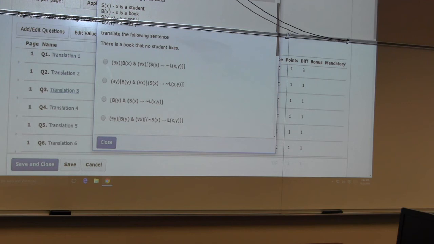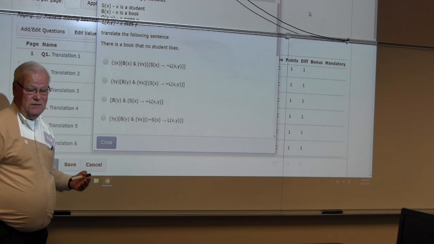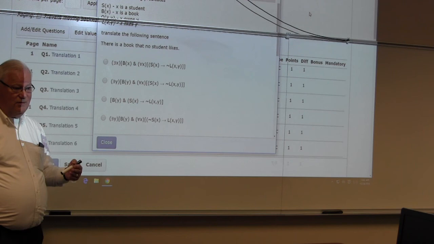Okay, there is a book that no student likes. Are we talking about all books? No, this is a there exists, isn't it? Okay, so we're going to say there exists a book. Is this true for all students? When you say no student, aren't you talking about all students? All students don't like it, basically, or no student likes it?